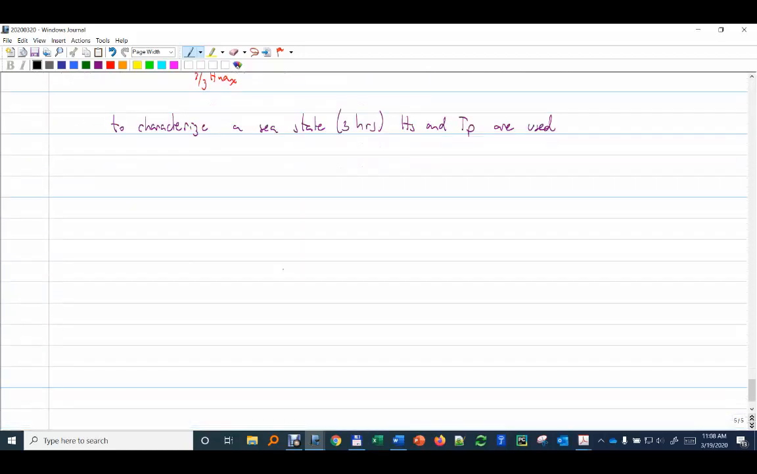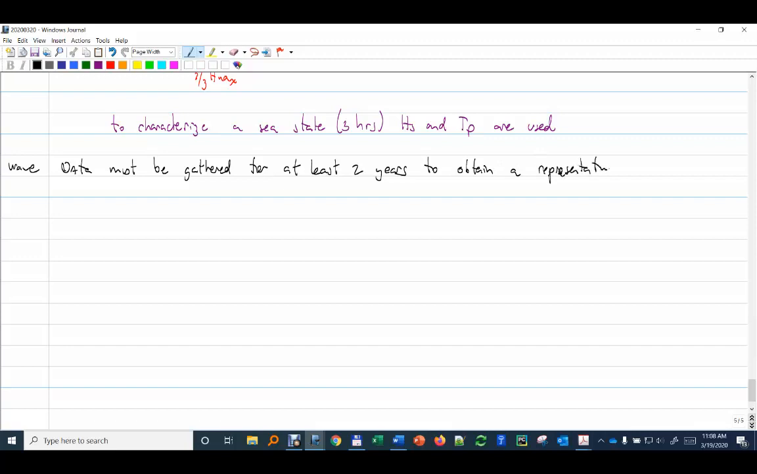Now, data from one sea state is not representative. You have to gather data. Wave data must be gathered for at least 2 years to obtain a representative sample of the wave conditions in the area, simply to have enough data.